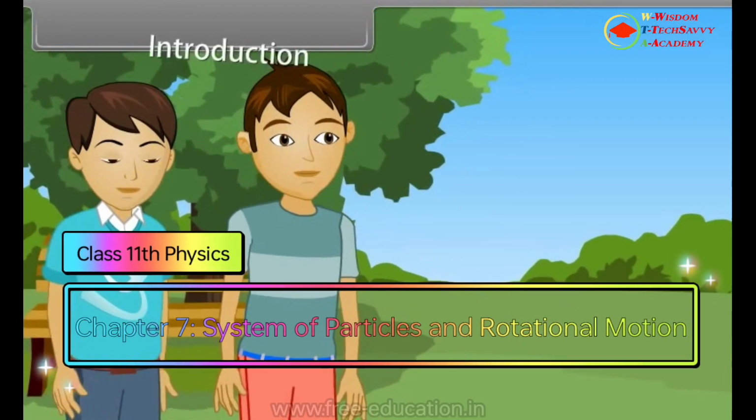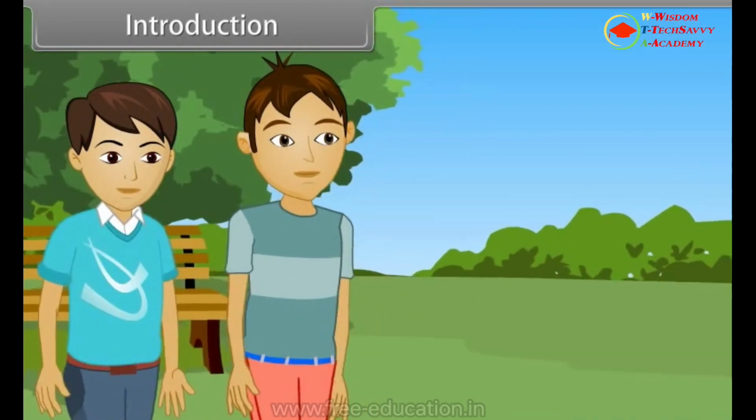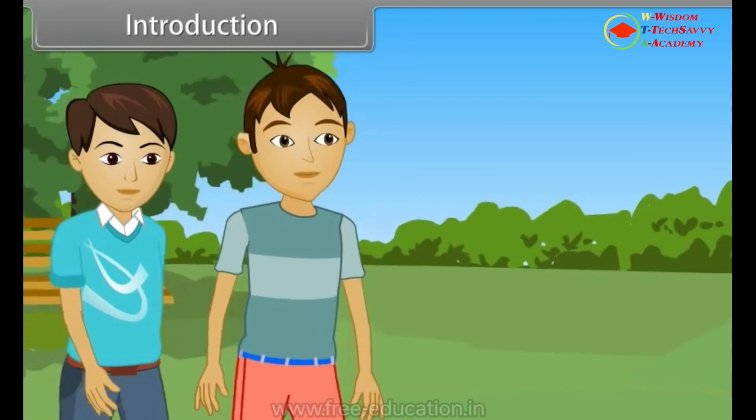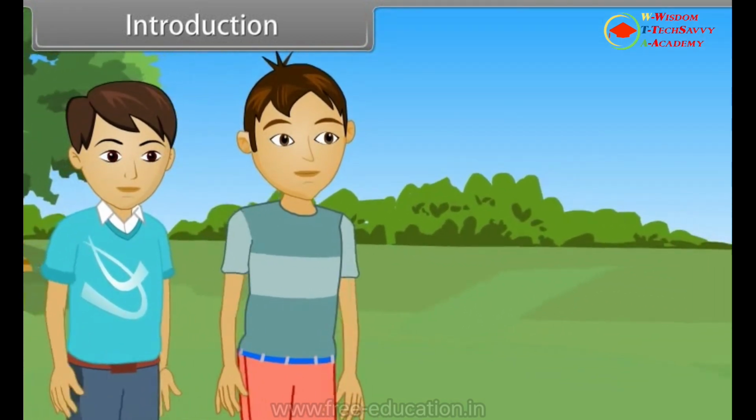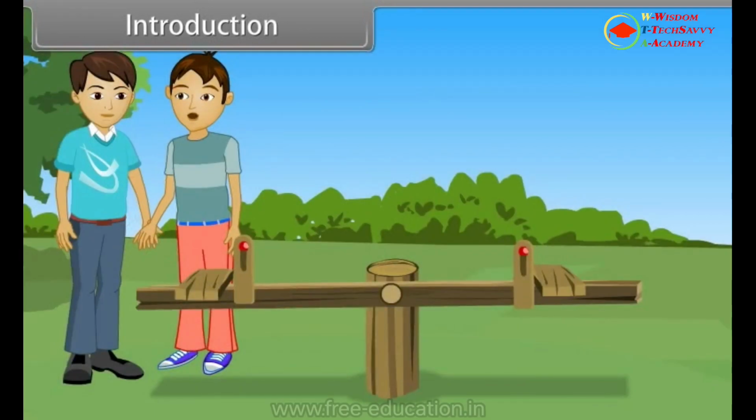Introduction. Today, Roy and his brother Ajit are walking in a park. There are so many games and rides in the park to enjoy. Ajit insists Roy ride on the seesaw. Roy replies positively and walks towards the seesaw.